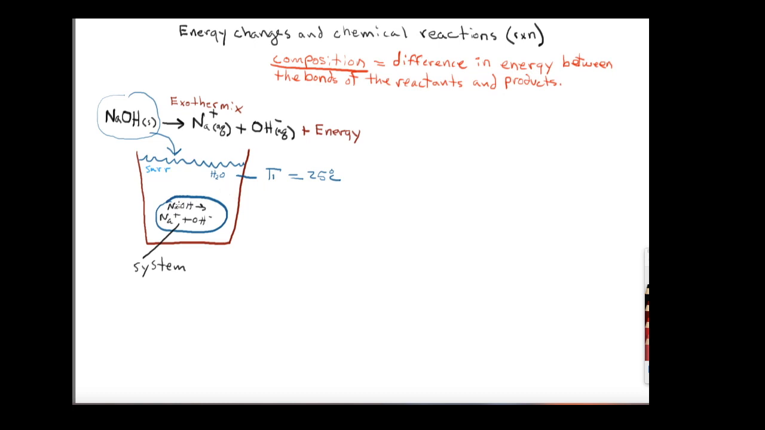Now I want you to think about what's going to happen here. Before adding the salt to the water, at a given temperature, the surroundings is going to have a certain amount of kinetic energy. How do we know that? Because the temperature right here is constant. It's not changing. So there's a certain amount of thermal energy that is available within the liquid.